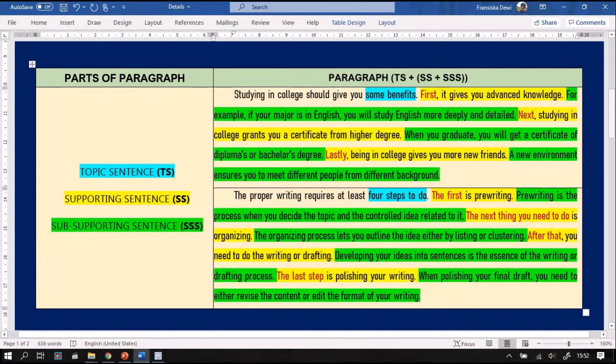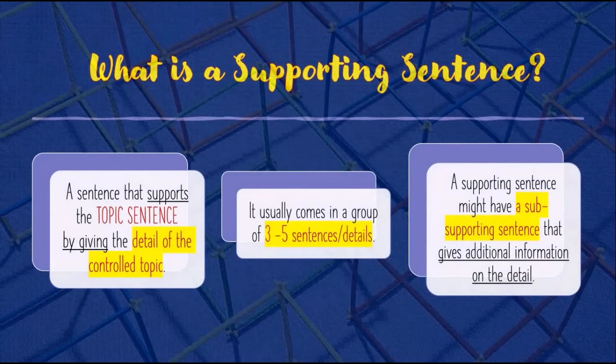Now you can see that this paragraph is much better than the previous paragraph, in which your paragraph only contains a topic sentence and supporting sentences. Here you can see that it starts with the topic sentence and then it has supporting sentences, and each supporting sentence has a sub-supporting sentence. Okay, this is a really clear paragraph. The idea runs smoothly and you have some additional information in the proper position. So these three are the main criteria of the supporting sentence.